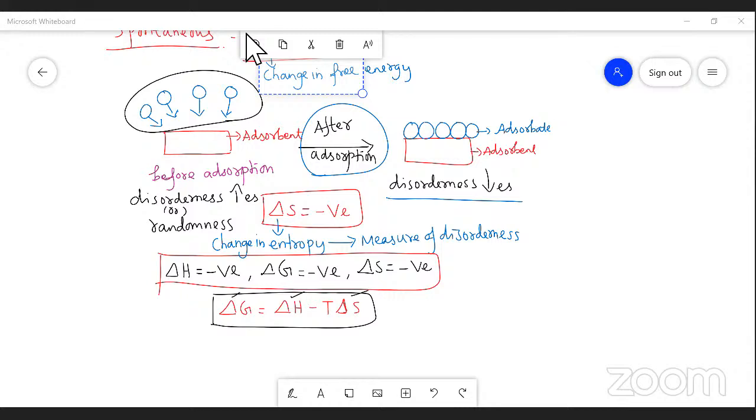Okay. So can you relate all these del G, del H, and del S values by using one formula? Can you say what formula you can use? Del G equal to del H minus T del S. Good.